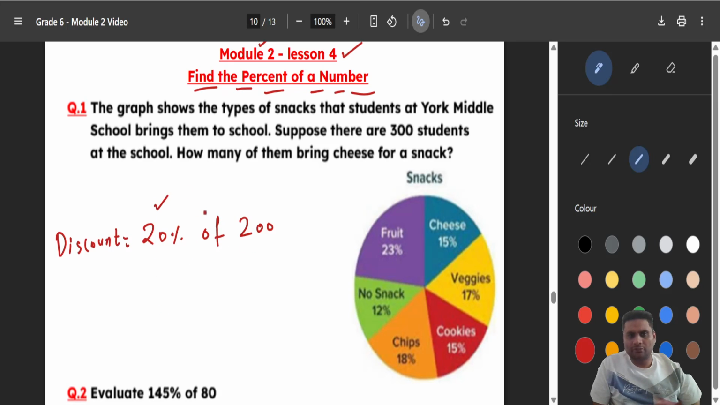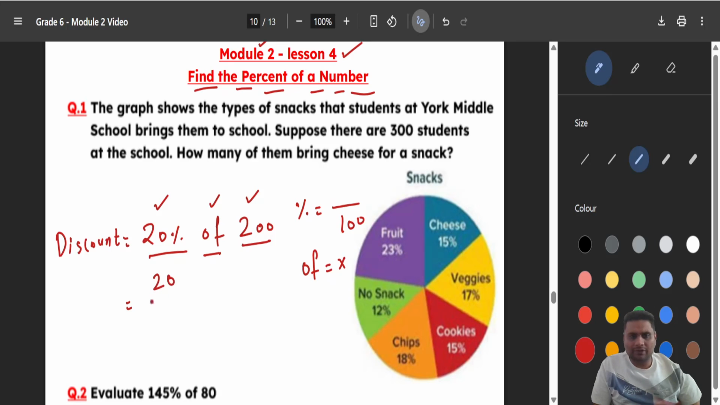So we have to find 20% of 200 because we are getting a 20% discount on the price of the bag, correct? So we have to find the percent of a number. This is the lesson. How will I solve this? Very simple. Remember, percent means what? You know that. Divided by 100. And there is one new word here, of. Of means multiply. So let us use them here in this question.